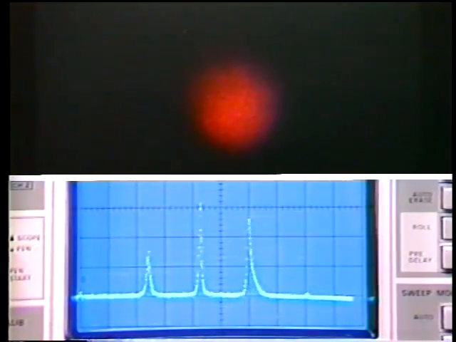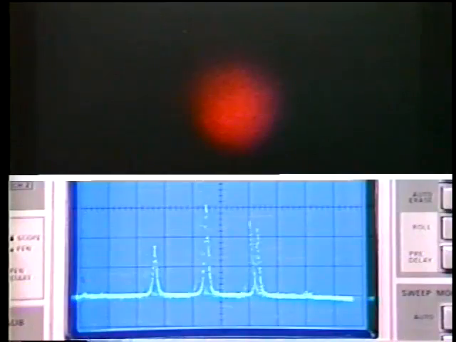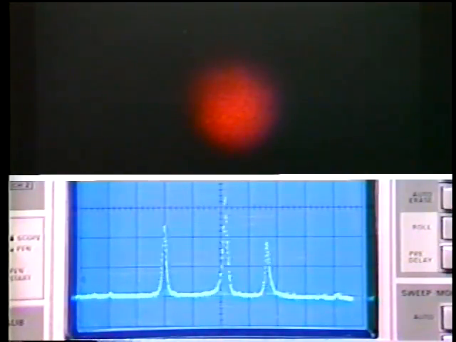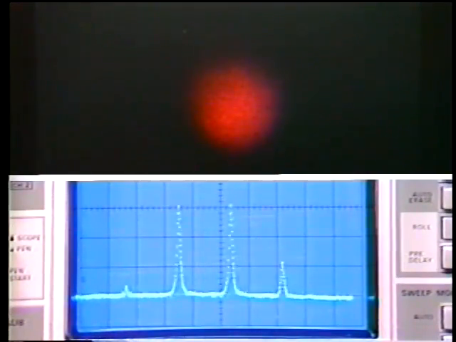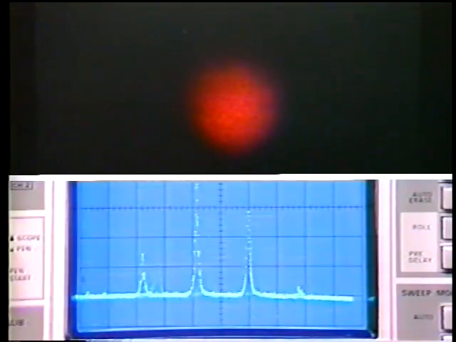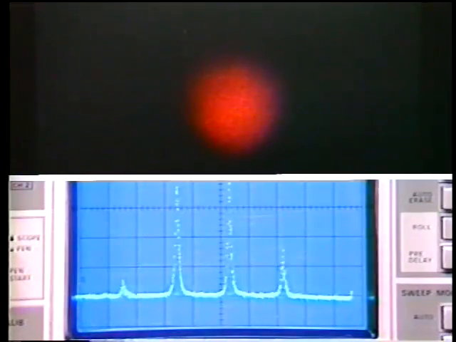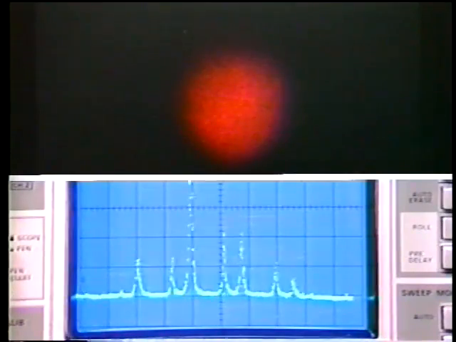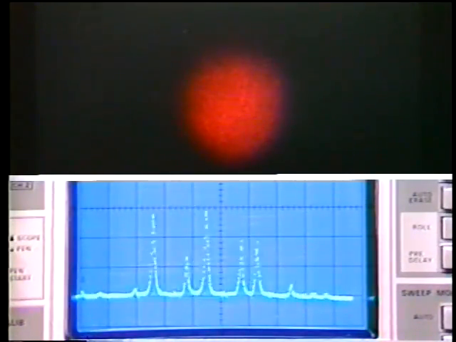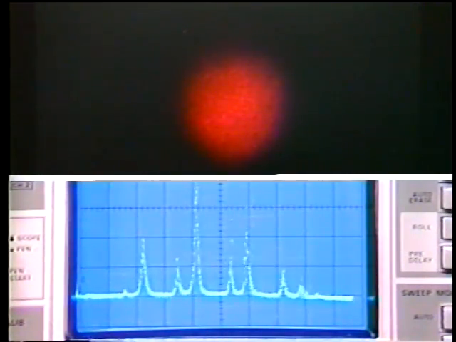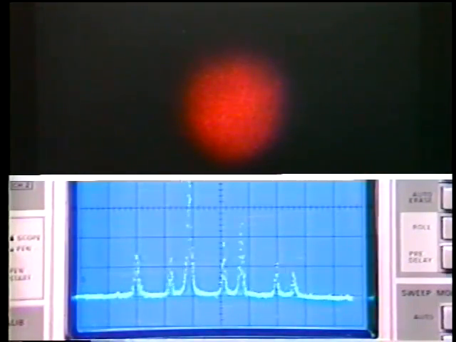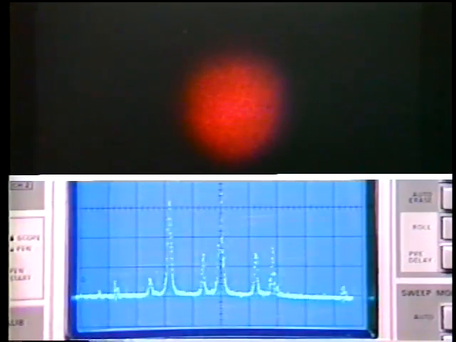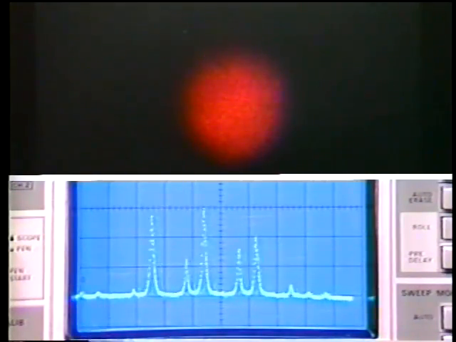So now what I'm going to do is open up the aperture, introduce some high order modes. So what I'd like you to do is look at the picture above, and then at the same time look at the spectrum. So I'm just slowly going to bring it in. Now you can see already here, even though it appears to be just the lowest order mode, it isn't, because if you look at the spectrum, you see that we have introduced some new frequencies. And these new frequencies are associated with the transverse modes that are now oscillating.